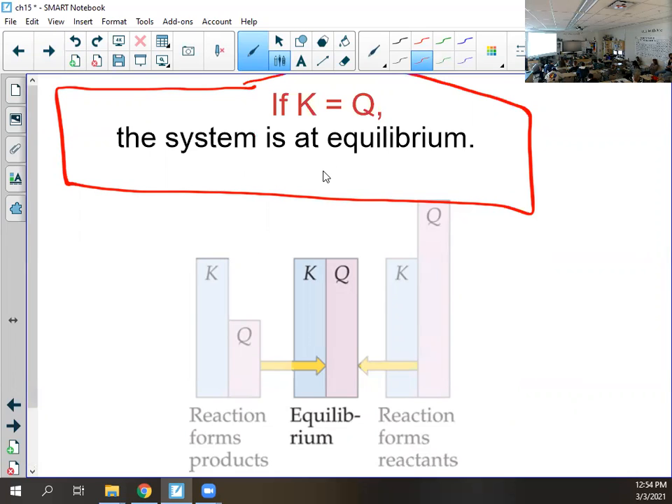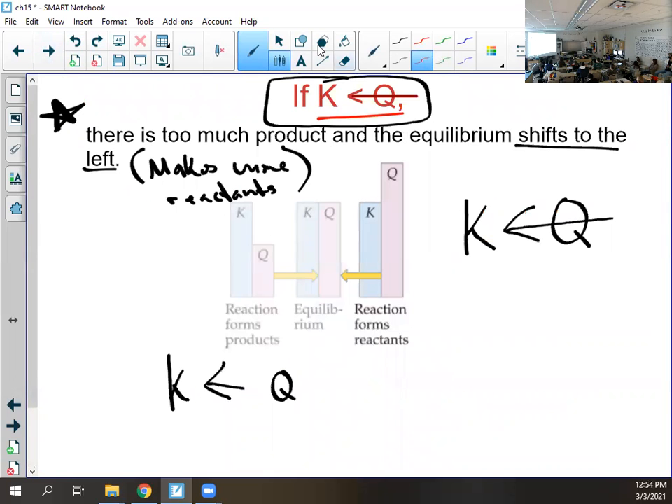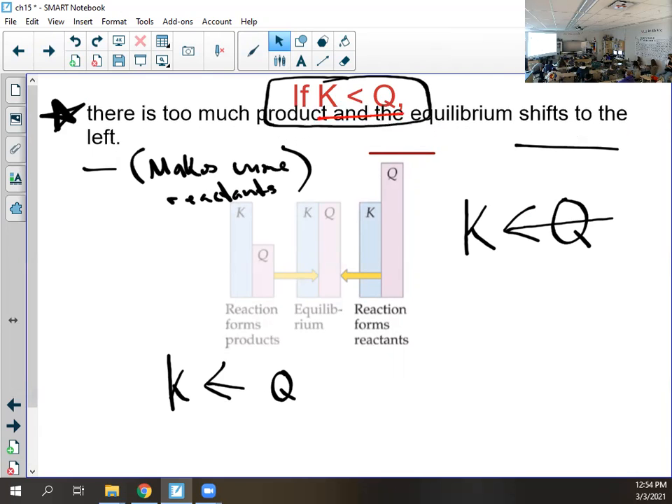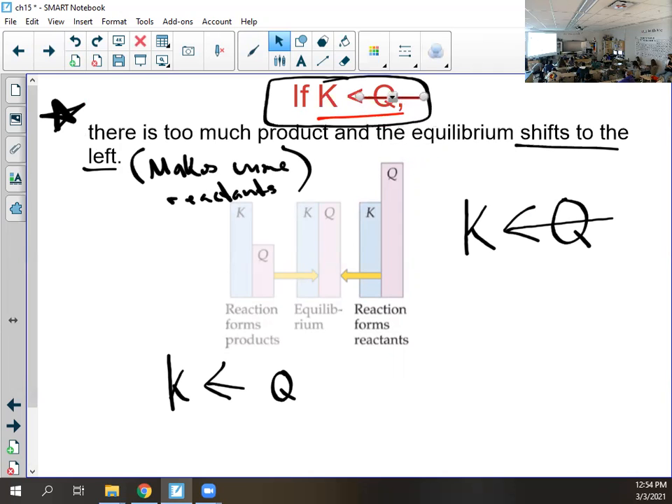Okay, so if K equals Q, the system's where? All right, good. If K is, this will look confusing, but it really helps. Just trust me. If K is less than Q, there's too much product and the equilibrium shifts to the left. Now, if you write this in alphabetical order, K always comes before Q, right? Then the greater than or less than sign will point in the direction the reaction is going to go. As long as you write K before Q, your greater than, less than will always tell you which direction it's going to go.